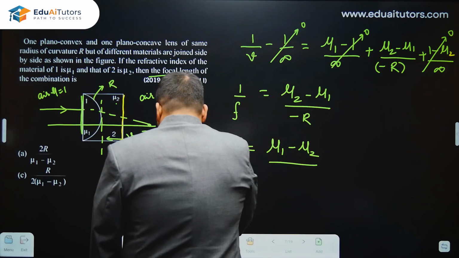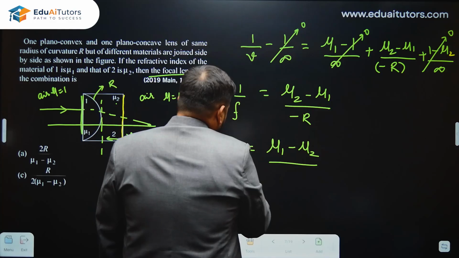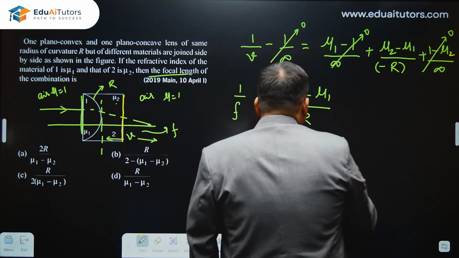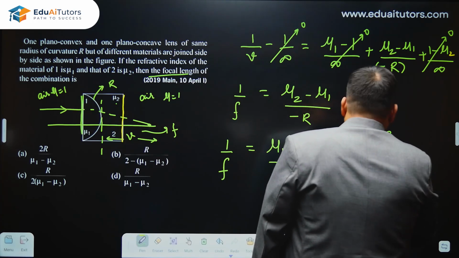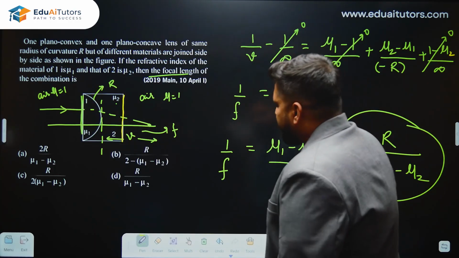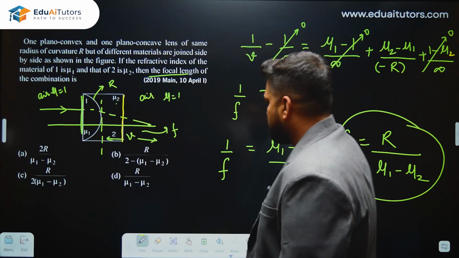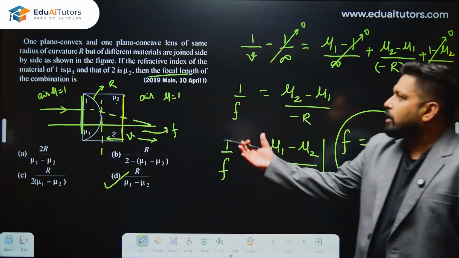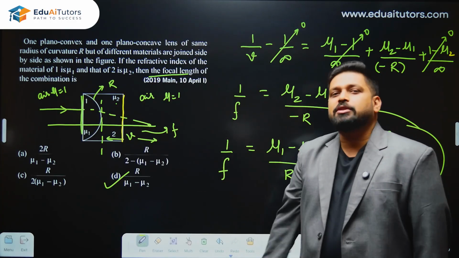Sorry, we have to find the focus, right? So 1 by F is equal to mu1 minus mu2 by R, or I can simply write F is equal to R divided by mu1 minus mu2. Check which option it matches. R divided by mu1 minus mu2. Yes, it's option D, which would be the correct answer. So you see, a question which appears to be very complicated can be easily solved like this.